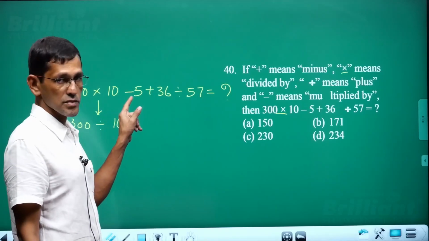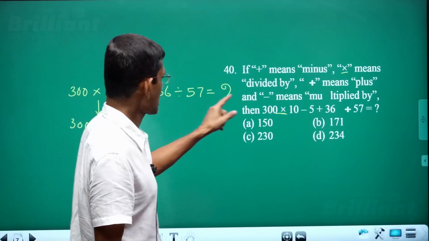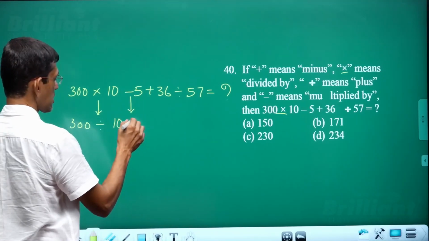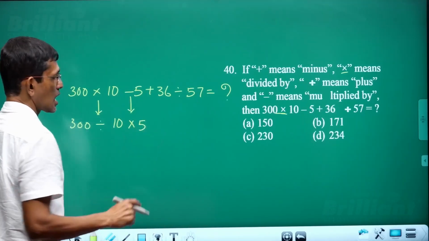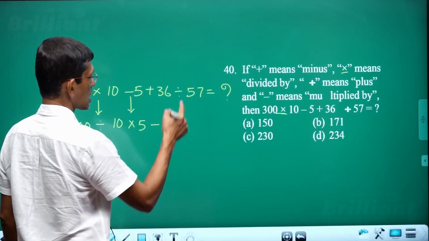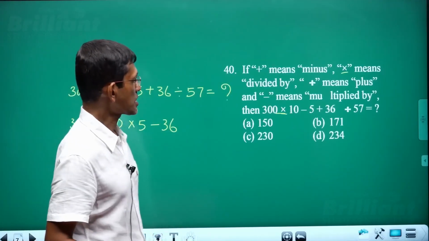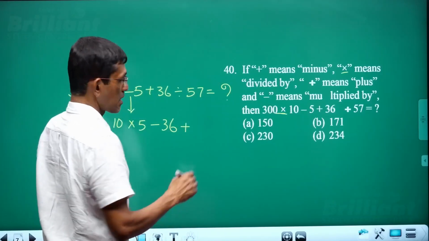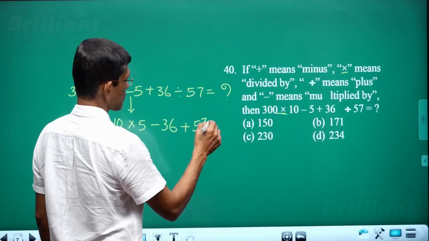So what is subtraction? Minus means multiplied by. So this one is multiplied by. So it's 5. Then plus. Plus means minus. So this is 5 minus 36. Then divided by. Divided by means what? Plus. Divided by means plus. So 57. So what is the answer?